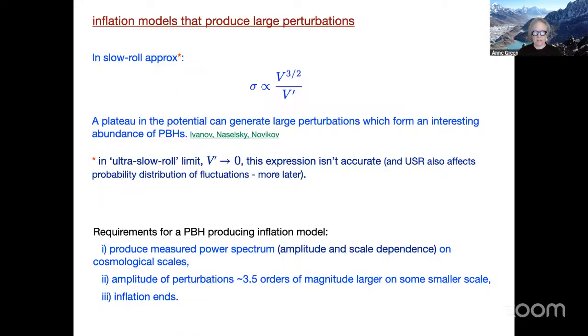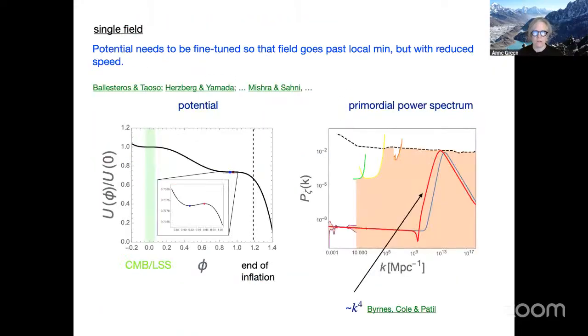So we have three key requirements for a PBH-producing inflation model. The first thing it has to do is produce the measured power spectrum, both its amplitude and scale dependence on cosmological scales. We then need the amplitude of perturbations to be 3 or 4 orders of magnitude larger on some smaller scale. And then finally, inflation has to end. And it turns out it's hard to satisfy all three of those requirements in single field models. Essentially, you need fine-tuning of the potential.